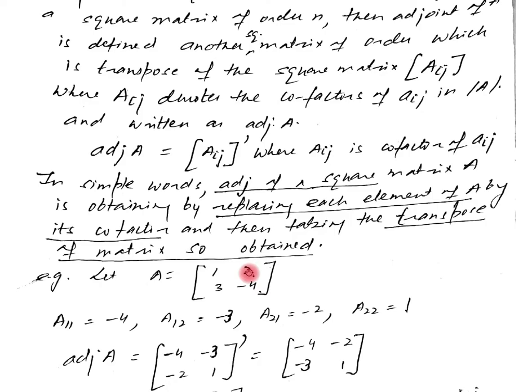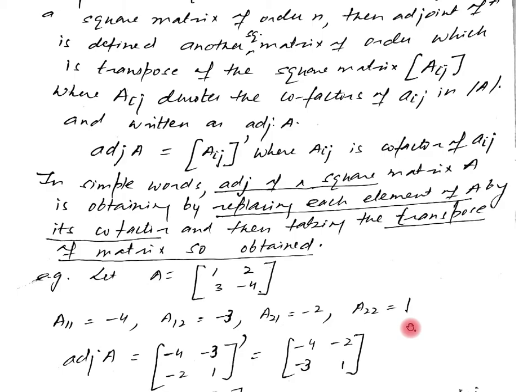Then A12. Again its power is odd, which means we have to multiply the minor by the negative sign. Deleting this row and this column, we are left with 3, multiplied by the negative sign because the power is odd. Similarly A21: the power is odd, and deleting this row and this column we are left with 2, so we multiply by the negative sign. Then A22: deleting this column and this row we are left with 1. So A22 equals 1.